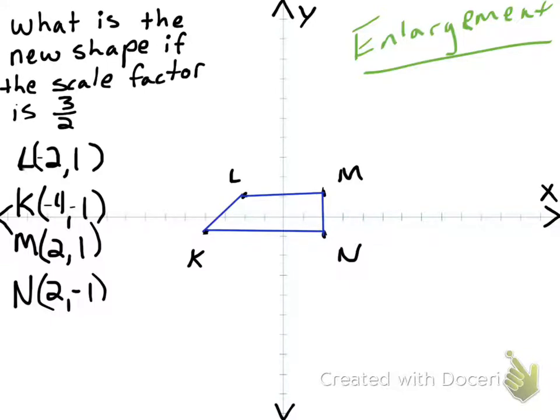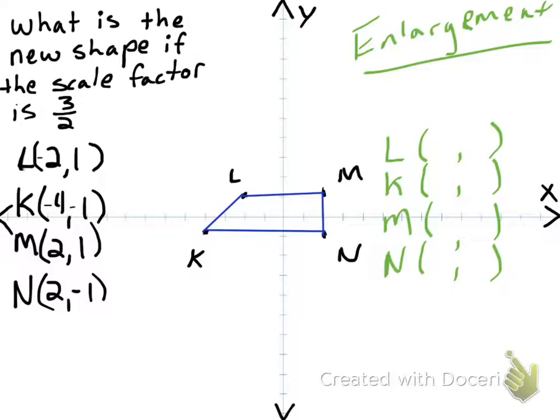So I'm going to put my new numbers over here. L, K, M, and N. There we go. It's all set up. Now I'm going to multiply each number by 3 over 2.